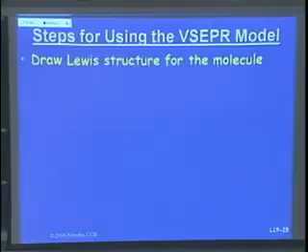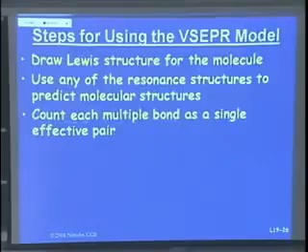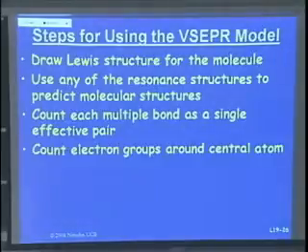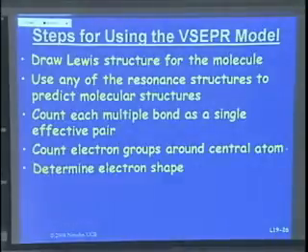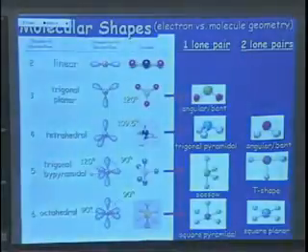So we go through the steps: draw the Lewis structure for the molecule, and use any of the resonance structures to predict the molecular structure. Count each multiple bond as a single effective pair, all right? Count the electron groups around the central atom, determine the electron shape, and arrange the electron groups to minimize repulsion, and with this you determine the molecular shape. So there's the electron geometry and molecular geometry. So now we can go through that here, okay?